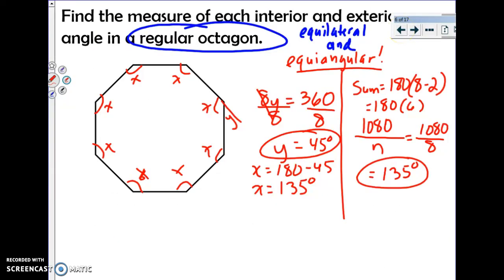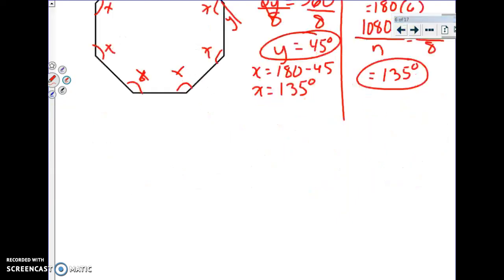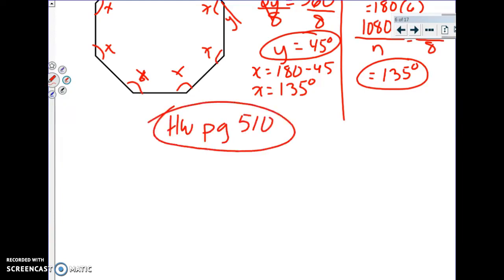Okay, that's definitely it. So tomorrow we're going to be doing some identification. You are going to have some homework on this. It's going to be on page 510. So look for that in class. And happy angle measuring.